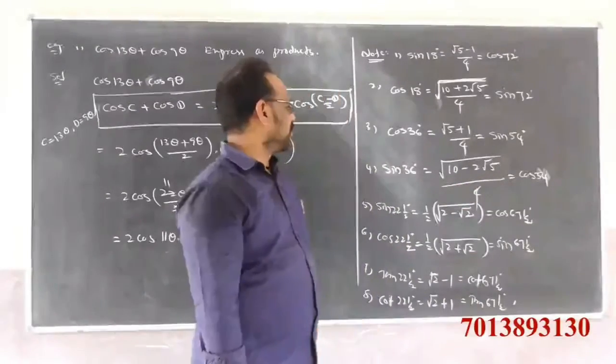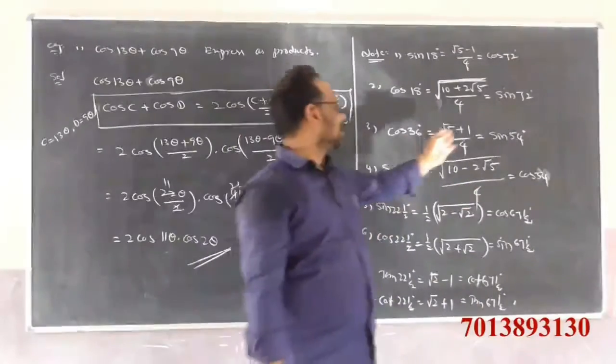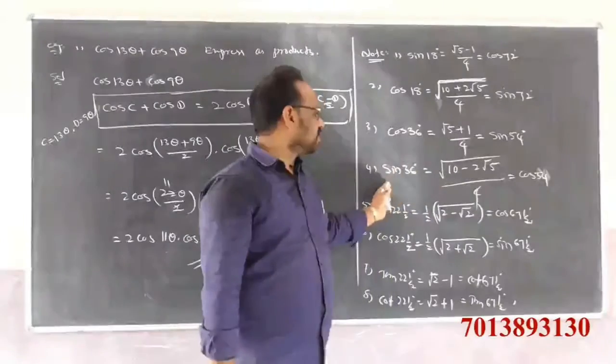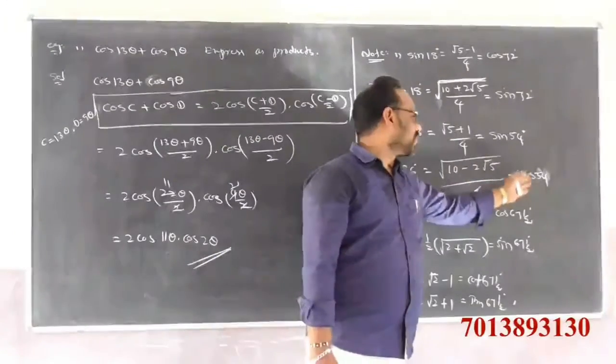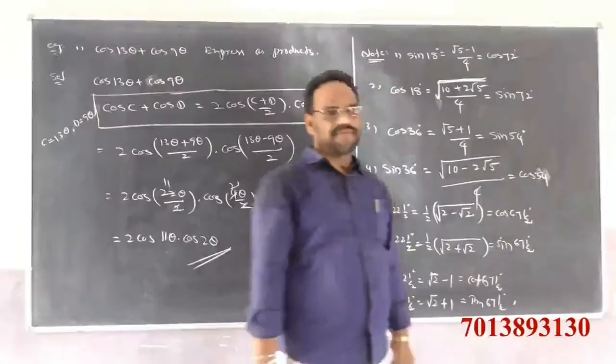So cos 36 is the same as sin 54. Sin 36 is the same as cos 54.